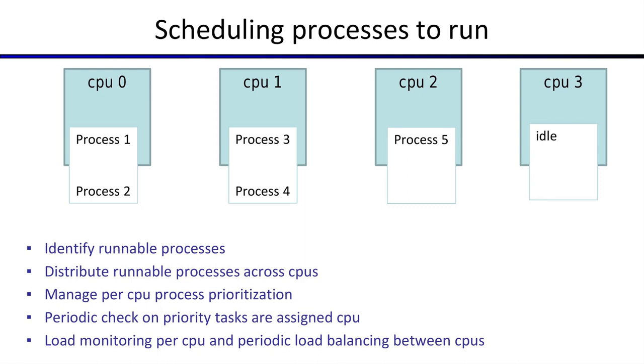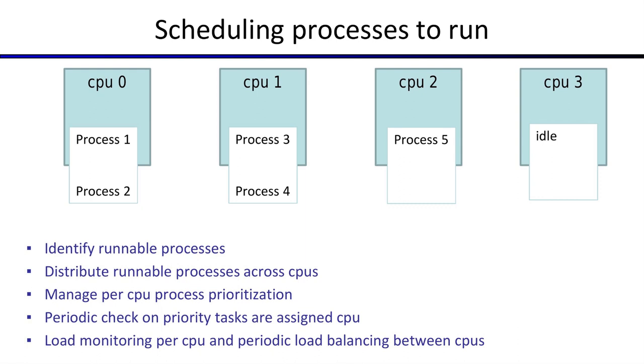Then, once you have distributed, if there is more than one process that is runnable on each CPU, you have to manage prioritization, who gets to run on that CPU. And in this case, I have shown here, we have 5 processes, and process 1 and process 2 are on CPU 0. And the decision that CPU 0 has made is it's moved process 1 in, whereas process 2 is still in the queue, but it's not in the CPU yet.